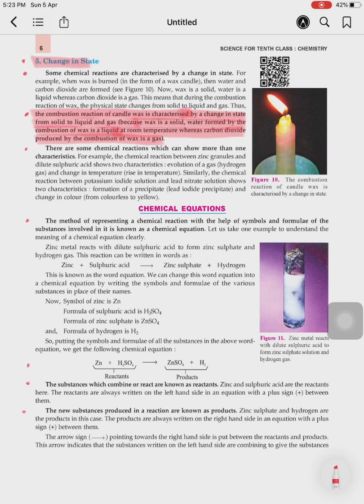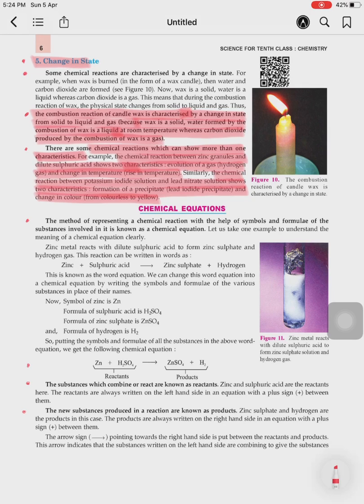Now obviously there will be many chemical reactions in which you can see more than one characteristic, that is more than one change. For example, the chemical reaction between zinc granules and dilute sulfuric acid shows two characteristics: evolution of gas, that is hydrogen gas, and change in temperature, that is rise in temperature. Similarly, the chemical reaction between potassium iodide and lead nitrate shows two characteristics: formation of a precipitate, that is lead iodide, and change in color from colorless to yellow.